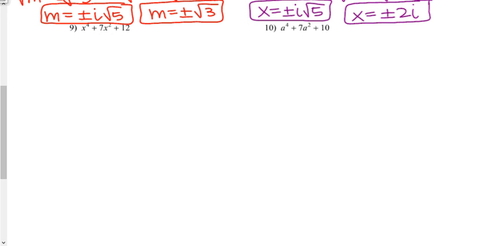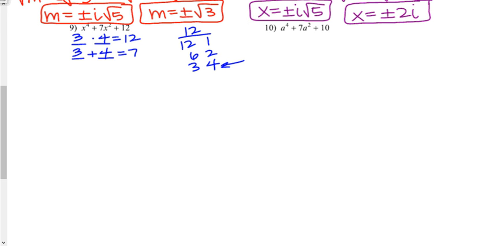Very last 2 problems. Let's look at 9. My a value is still 1. These are pretty simple, actually. So what times what is going to give me 12? And then what plus what is going to give me 7? Let's see. Factors of 12. We have 12 and 1, 6 and 2, 3 and 4. Ooh, 3 and 4 is going to work. Everything positive. 3 plus 4 will give me 7, and then 3 times 4 will give me 12. So I'm going to skip down here to this step.